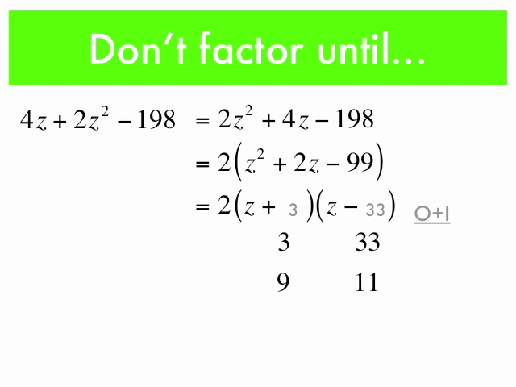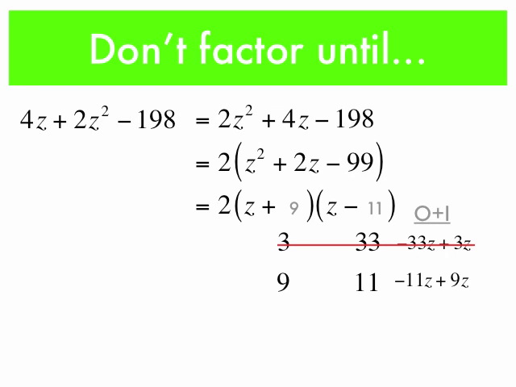Outside would give me negative 33z. Inside would give me 3z. That doesn't give me the 2z that I want, so that does not work. Okay, let's try the next pair, 9 and 11. Outside would give me negative 11z. Inside would give me 9z. That gives me negative 2z. I want positive 2z, so what do I do?